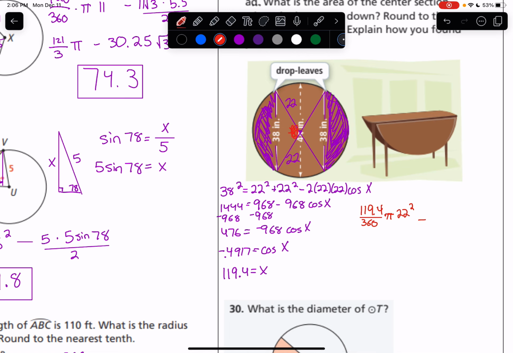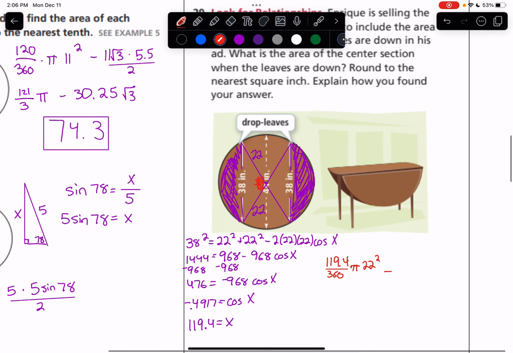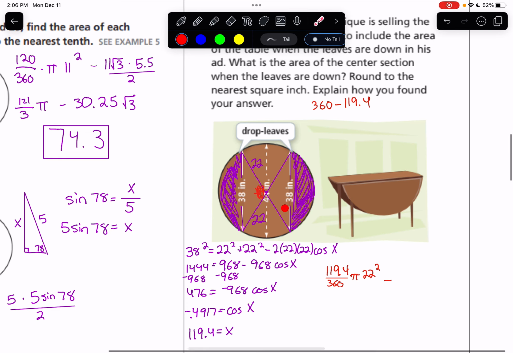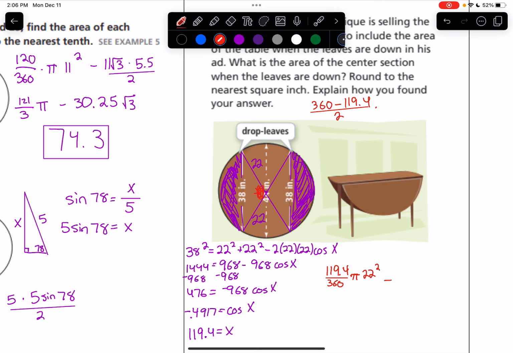And if that angle is 119.4, I can do some math. Let me see where I can do this math. I'll do it up here. I can do 360 minus that amount, 360 minus 119.4. And then I can divide that by 2. And what that will give me is the angle measure of each of the remote angles of this isosceles triangle, since they're the same. So I'll take that and divide it by 2. And when I do that, I find that each of those angles is 30.3 degrees.